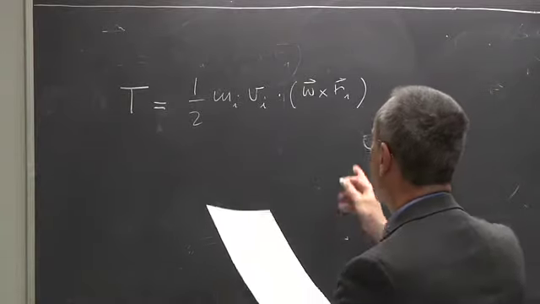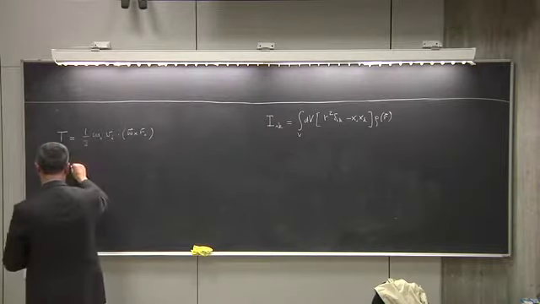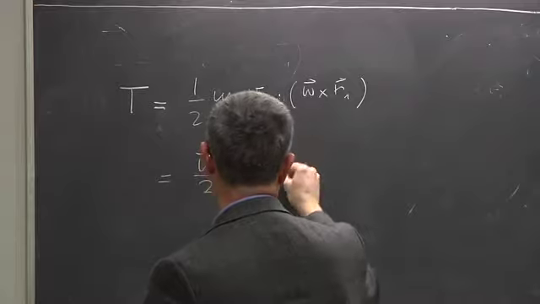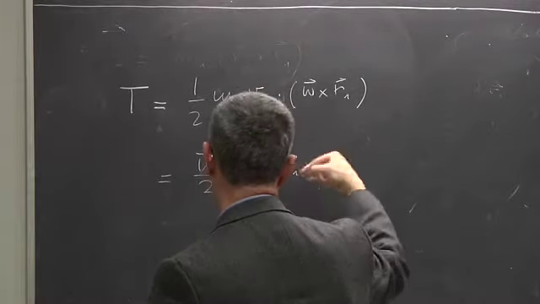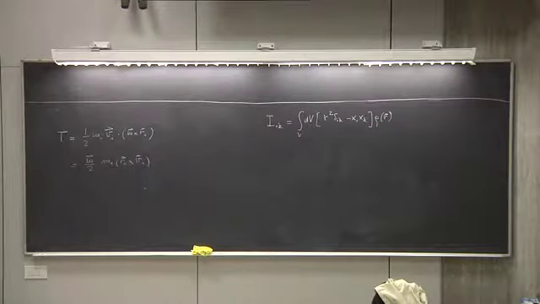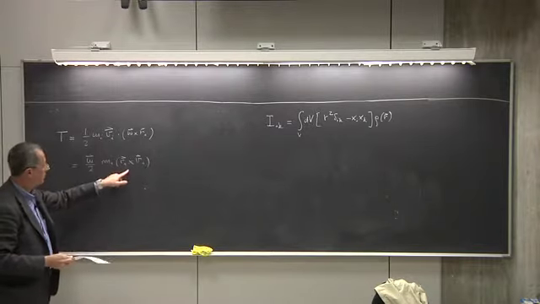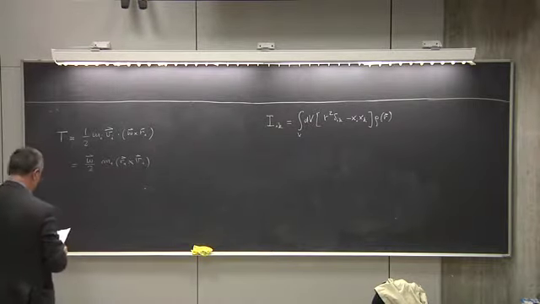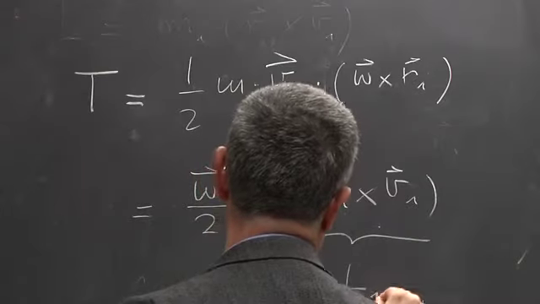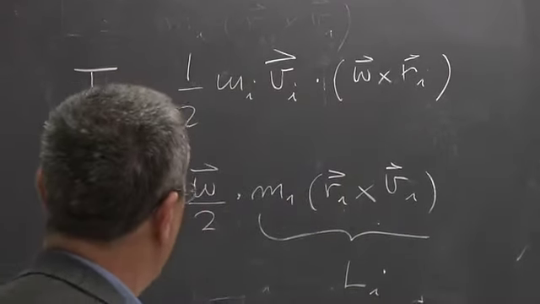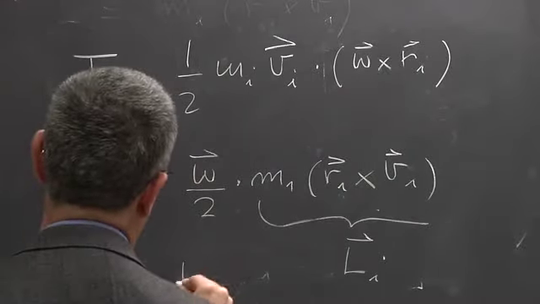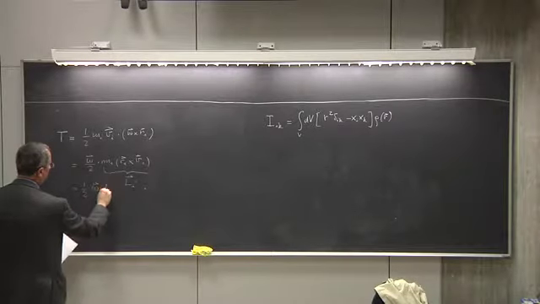Okay, and then I can go around, right? Because these things can be written as omega vector divided by 2, mi ri cross vi. But this is what? This is just this quantity here. When you sum, this is just what we define to be the angular momentum of that collection. So you see the kinetic energy essentially is 1/2 omega dot L.